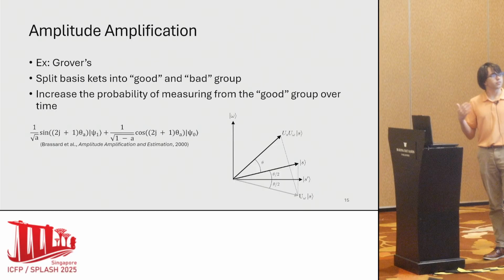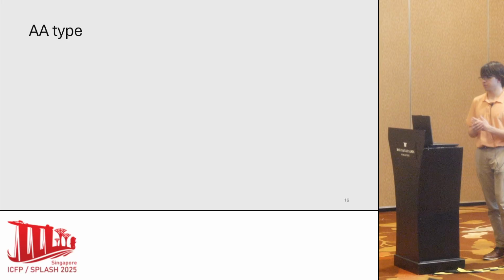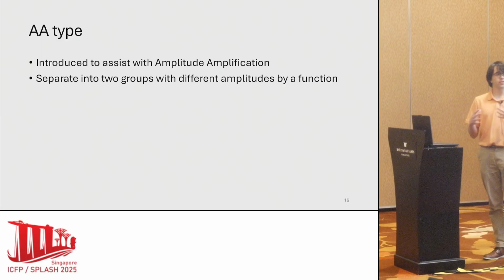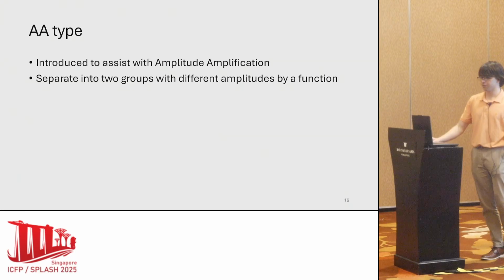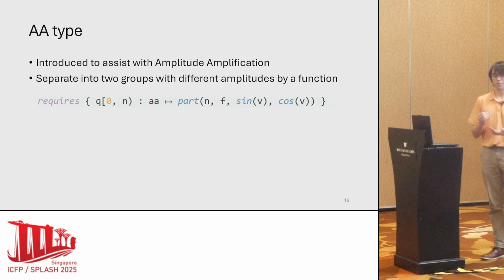This graphic shows kind of how successive rotations around a state vector collapse the state closer to the target vector. So to help with these problems, we've introduced the amplitude amplification type. It separates the 2 groups with different amplitudes by a function that returns true for the good group, false for the bad. This is a very simple example from the Grovers.